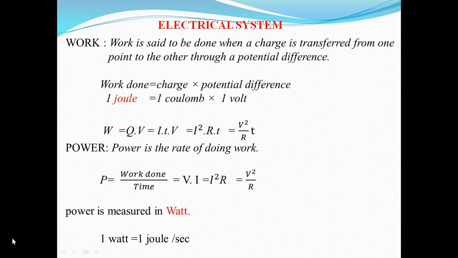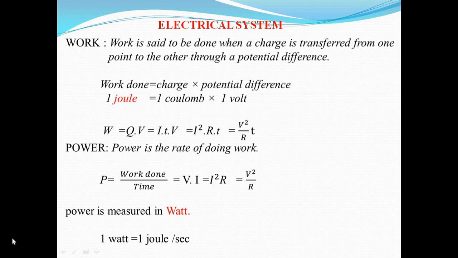If I write current in terms of resistance, then W is equal to V square upon R into T. If I write voltage in terms of current, then the equation becomes I square RT. So W is equal to I into T into V, or I square RT, or V square upon R into T. This is the electrical work done.